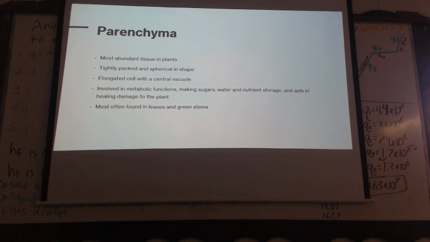They're tightly packed and spherical in shape. I'm just reading off the board. They're elongated with central vacuoles. I did a really good job of covering what these do. They're involved in metabolic functions, such as making sugars, water transportation, or water and nutrient storage, and aid in healing damage to the plant. They're most often found in green leaves and stems. So you don't find this in hardwood or anything like that, just shoots, stuff like that.